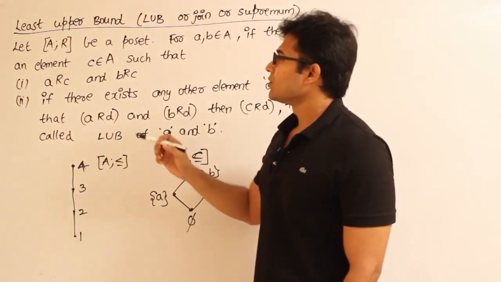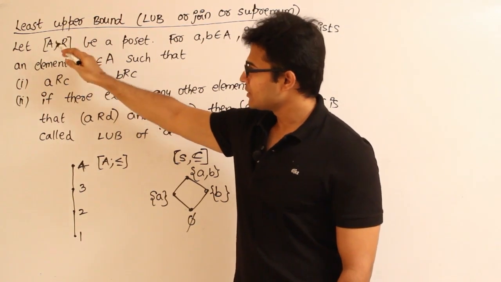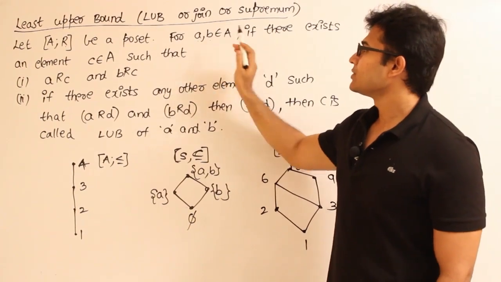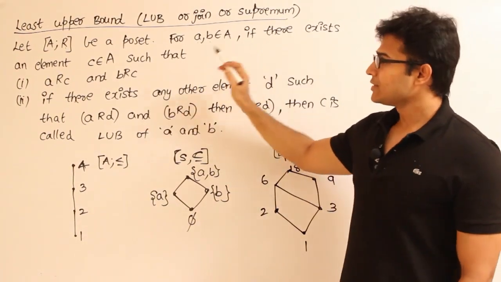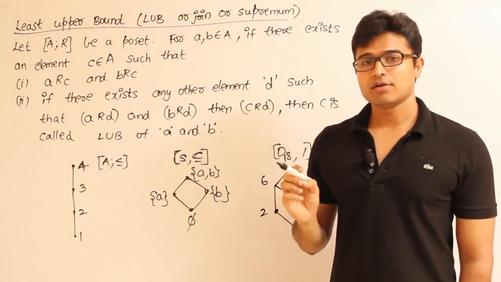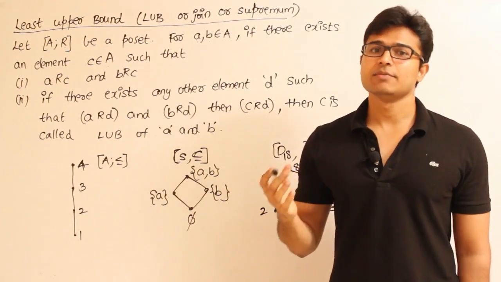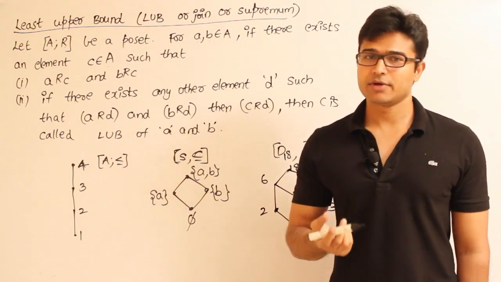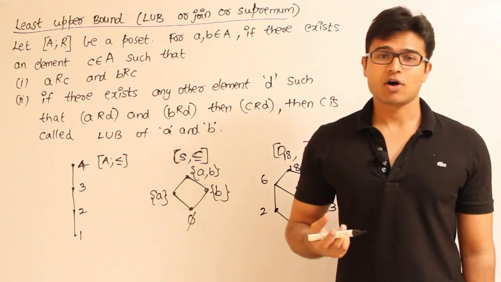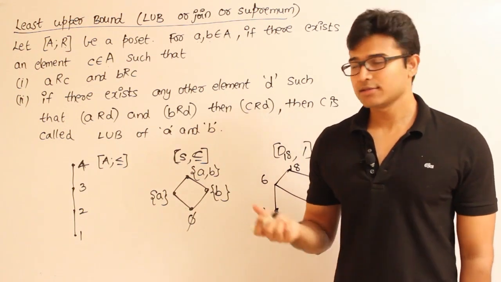Okay. So if (A, R) is a poset, what does it mean? A is a set and R is a relation on the set, which is a partial ordering relation. Now if you take any two elements that belong to A, if there exists an element C such that, from this you should understand that there is no need that it should definitely exist. In case it exists, then only we are going to talk about it. Therefore, the least upper bound of two elements may exist or it may not exist.